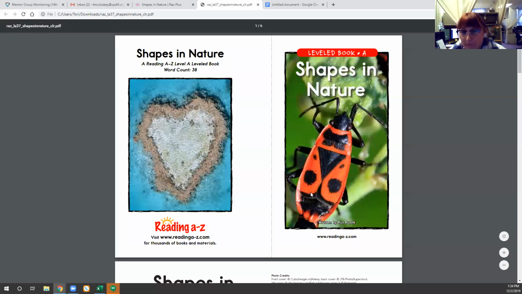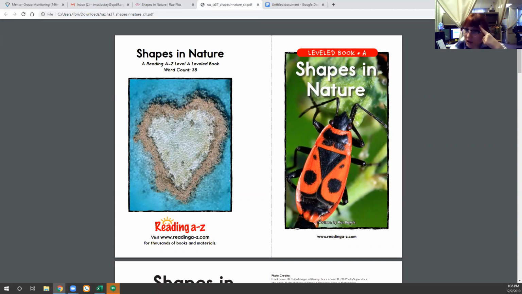So on the cover, I see a bug with patterns on its back, and the pattern is made of shapes. What shapes do you see on this bug's back? I see some circles near the back end of its back. I see a triangle right in the center, and some others in there too. And these are shapes that are made in nature. Since this helps explain the main idea of the book, I know that one detail is that the shapes made in the pattern on a bug's back are some of the many shapes you can find in nature.